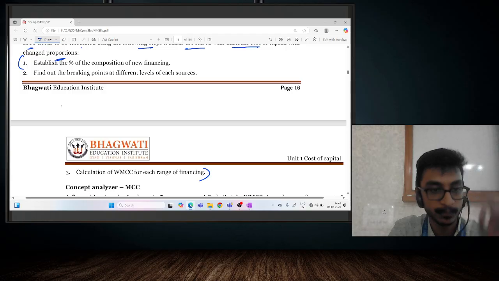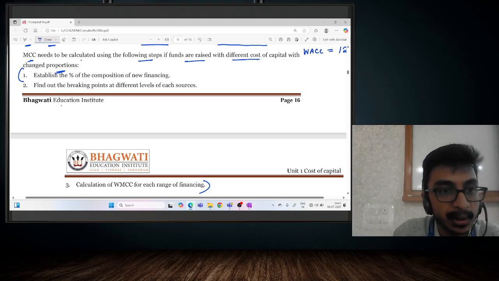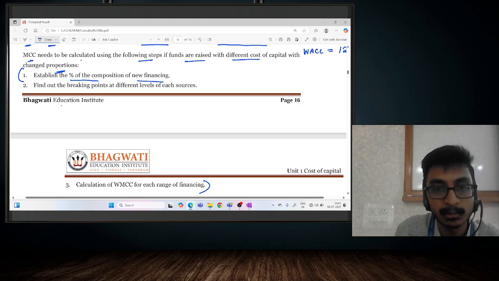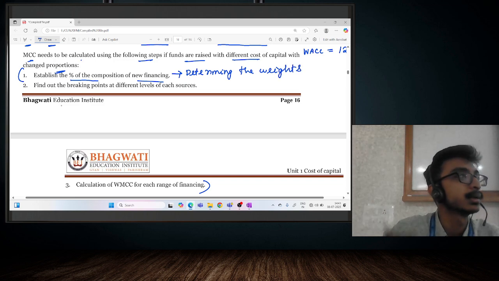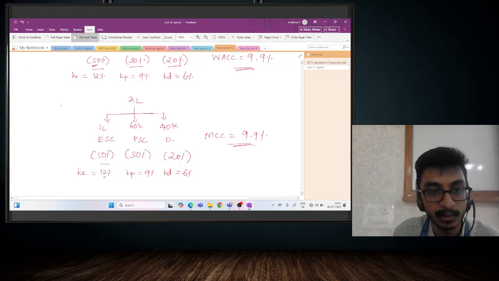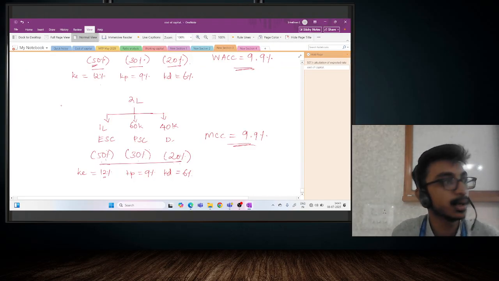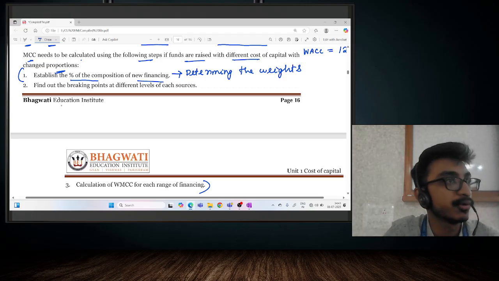Clear? Any doubt? So the first step in the calculation of marginal cost of capital is we have to establish the composition of new financing, which is nothing but determining the weights. So we already know how to determine the weight. Here we did know 50% equity. So like this we have to calculate or determine the weights. So that is the first step. Estimating the proportion or percentage of the composition of new financing.